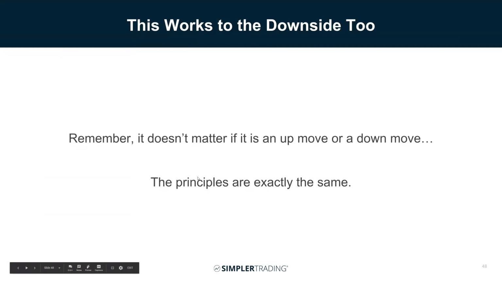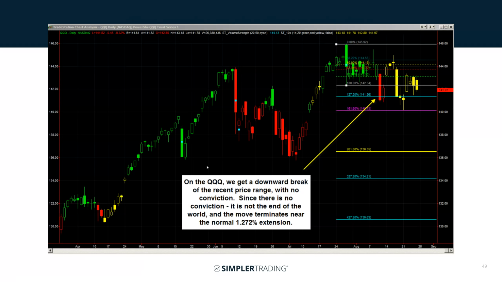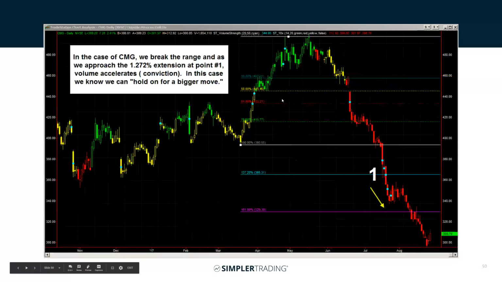Okay, and of course, the great thing about this is that it works to the downside too. Remember, it doesn't matter if it is an up move or a down move. The principles are exactly the same, okay? So in this case right here, here is a down move on the Qs, okay? You'll notice here that we got momentum but no conviction. We basically stop right at the 1.272 extension to the downside. And we even come back to the 1.618, but there's no greater than expected move.